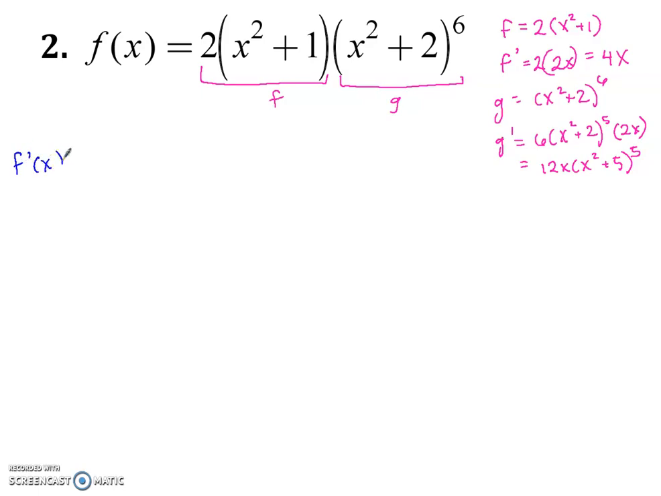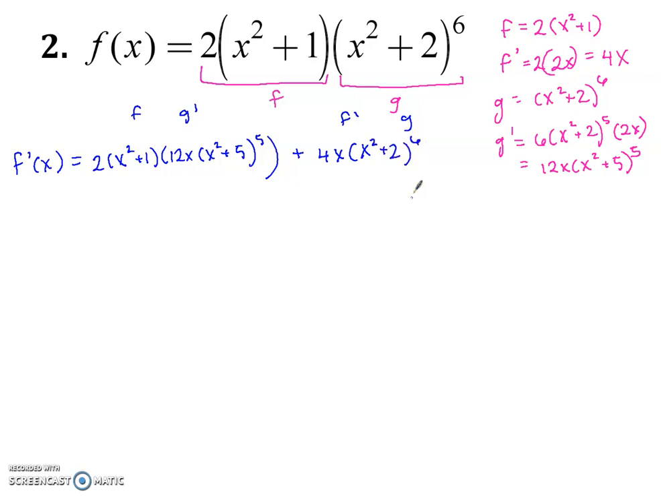Okay, and now I can go to the product rule. So that'll be f times g prime. So that's 2 times x squared plus 1 times g prime, which is 12x times x squared plus 2 to the 5th. So that's my f g prime. Then we've got plus f prime times g. So f prime was 4x. And then g was x squared plus 2 to the 6.